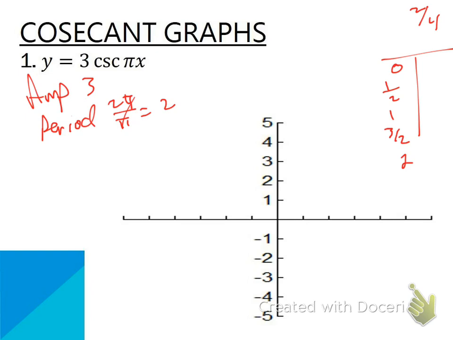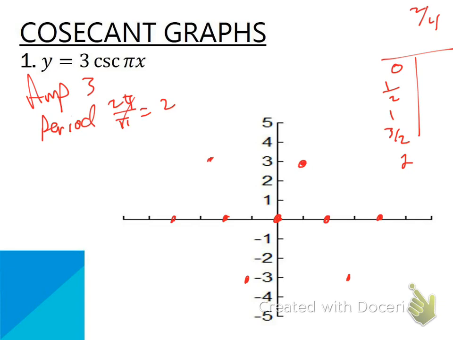So the sine graph starts at 0, and the amplitude is 3, so the next point goes up to 3, then 0, then negative 3, then 0, and we can keep going if we wanted to. We go in the other direction.